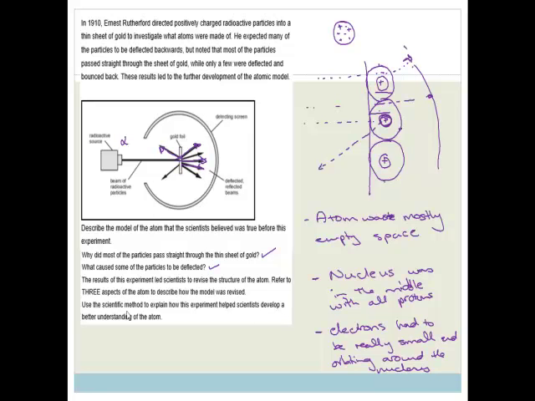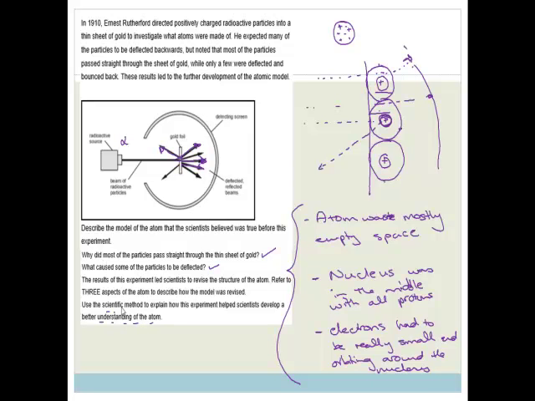Okay, now it says, use the scientific method to explain how this experiment helps scientists develop a better understanding of the atom. Well, basically, if you want to think about this as an experiment and not a demonstration, what did he want? He wanted to show or prove that the atoms were solid and that there would be a hole in it. So that was their hypothesis. They do the experiment, and then looking at the scientific method, they do observations. And the observation is that some did get through, some got deflected and some got reflected. So because of that, they had to change their model of the atom to something like this. Okay, so that's how you look at the scientific method.